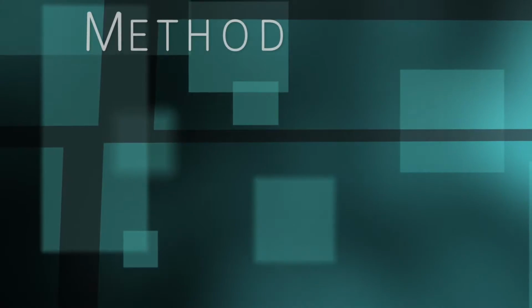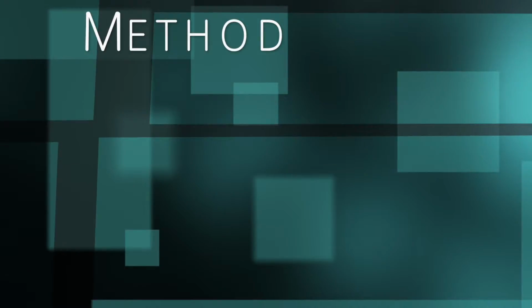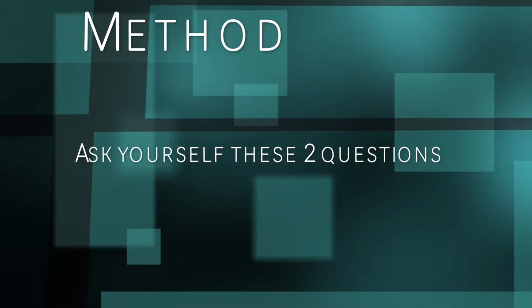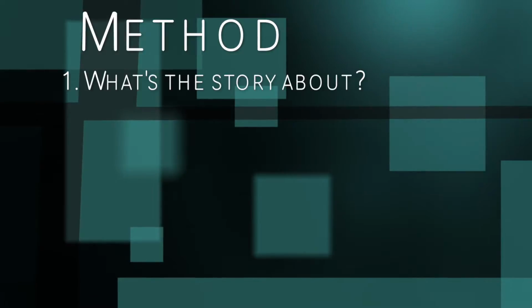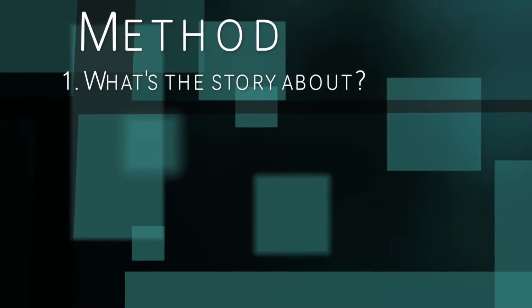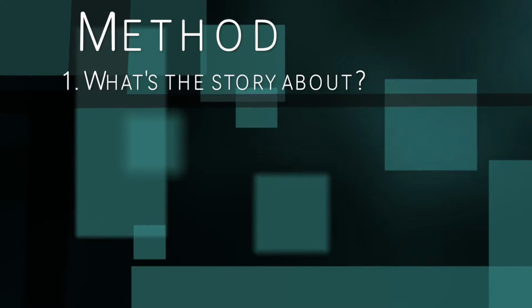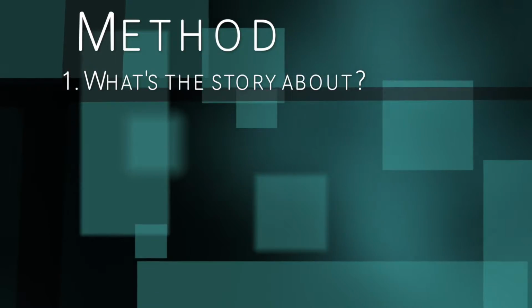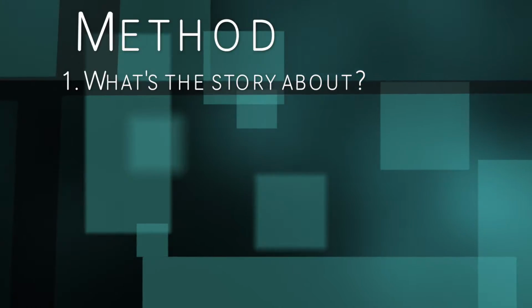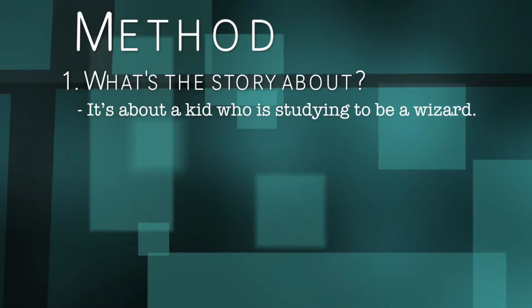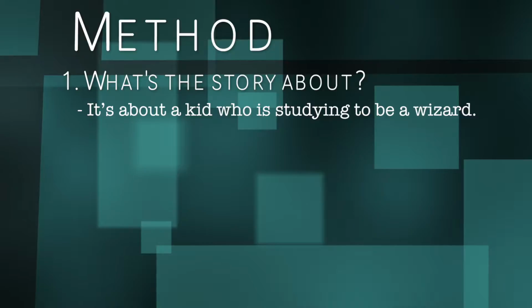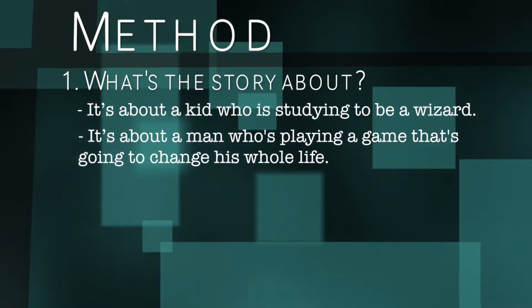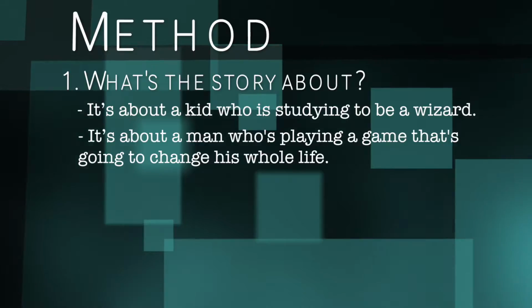If you struggle locating where the actual journey begins, I have a tip for you that might help you. Here's my method in locating Act 2. Ask yourself the following questions. Well, you have to answer them too. The first question is this: what's the story about? Don't try too hard. Don't try to make a summary or anything. Imagine that a friend asks you, "Hey, what's the story of this movie?" What's your first reply? It's about a kid who is studying to be a wizard. That's enough. Wouldn't you say something like that about Harry Potter? Or it's about a man who's playing a game that's gonna change his whole life. That's the movie The Game, by the way.